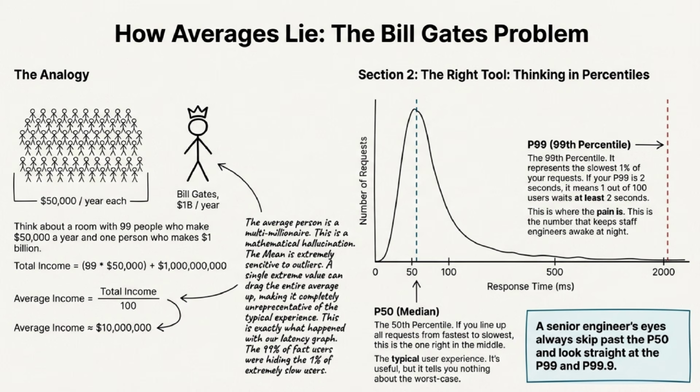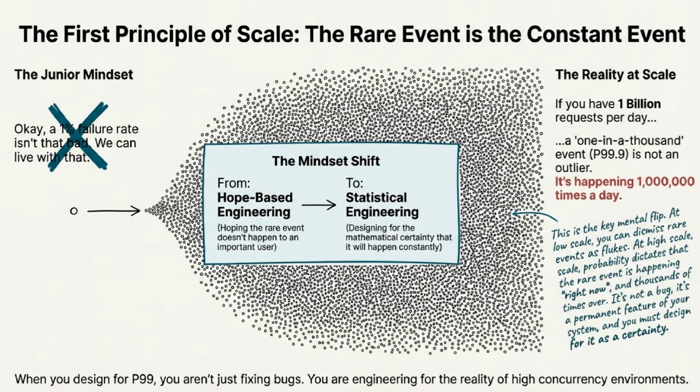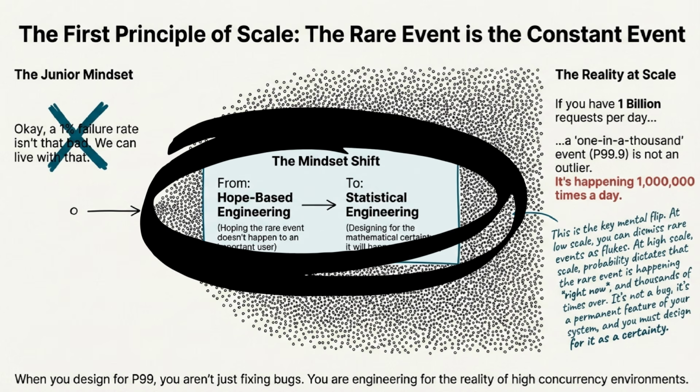But here is the first principle of scale. At scale, the rare event becomes the constant event. If you have a billion requests a day, a P99.9 failure, the 1 in 1,000 event, is happening 1 million times a day. It's not an outlier anymore. It's a permanent feature of your system. When you design for P99, you aren't just fixing bugs, you are engineering for the reality of high concurrency environments. You are moving from hope-based engineering to statistical engineering.